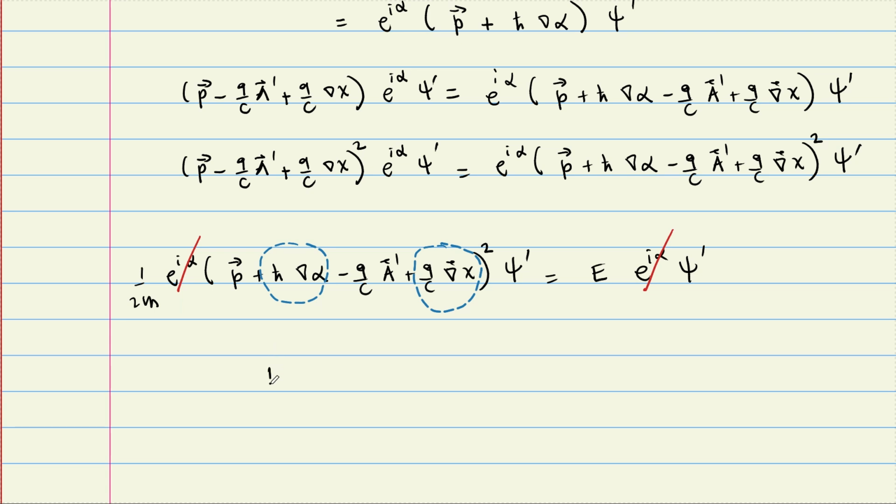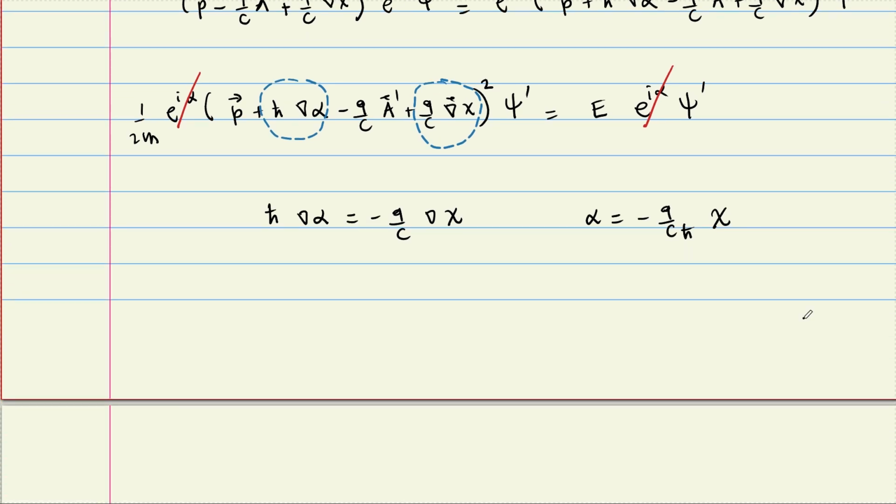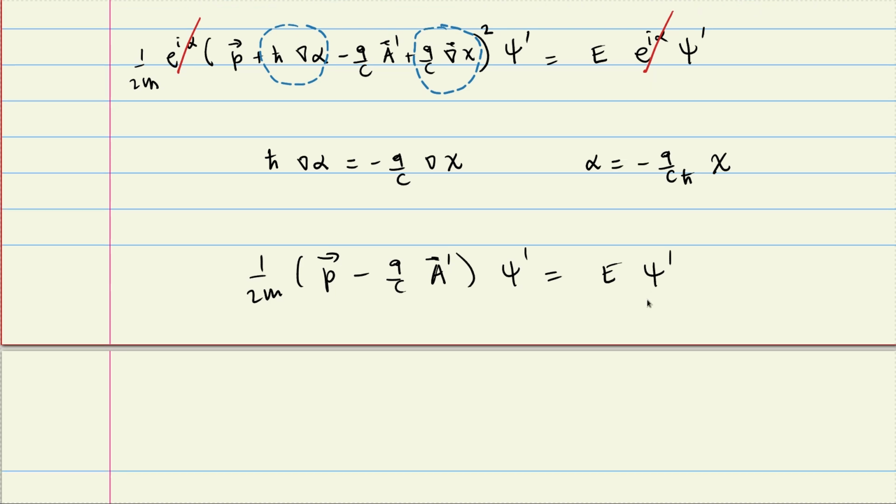we need h bar del alpha is equal to minus q over c del chi, or alpha should be equal to minus q over c h bar chi plus a trivial constant, and we don't need to take the trivial constants. In that case, the Schrödinger equation is 1 over 2m p minus q over c a prime psi prime is equal to e psi prime, exactly the same Schrödinger equation, only primed.